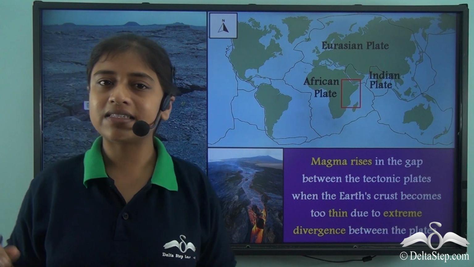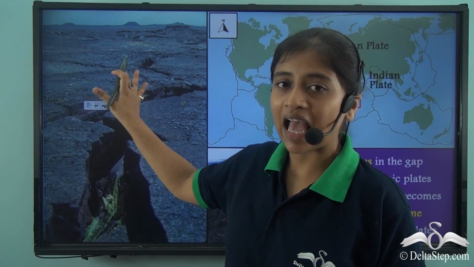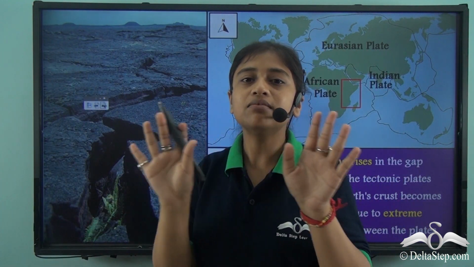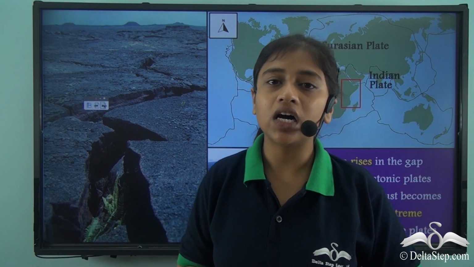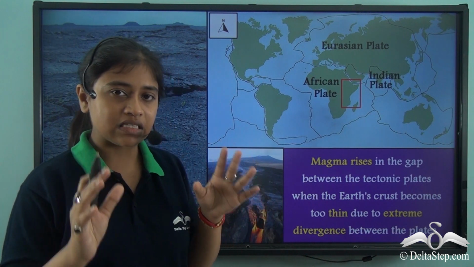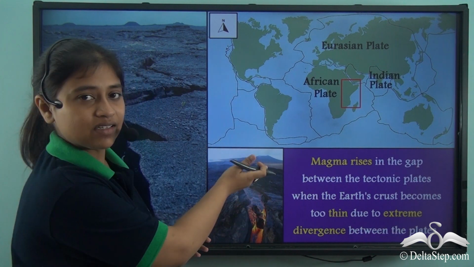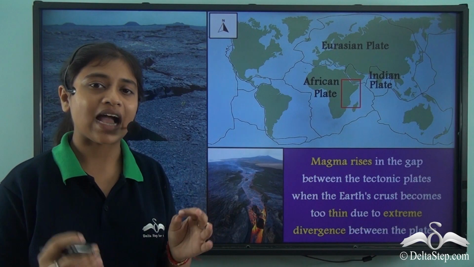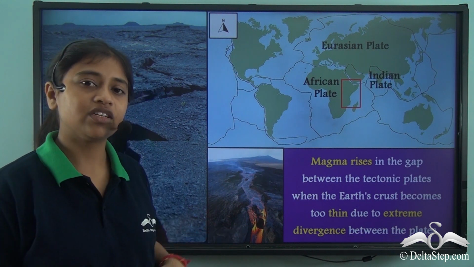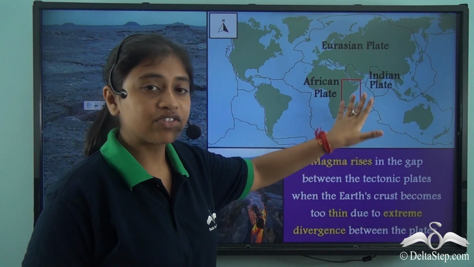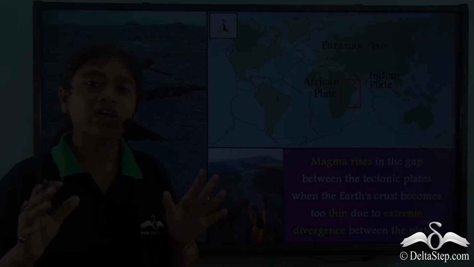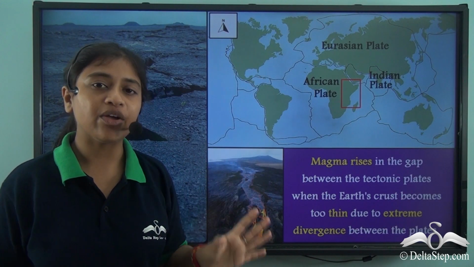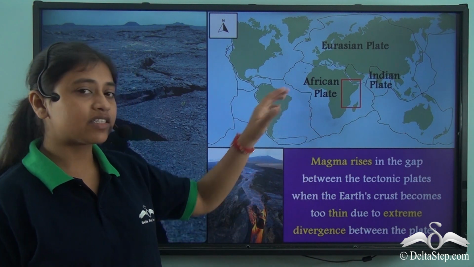So, we can see in this image that there is a gap created due to extreme divergence, and this sometimes leads to the thinning of the Earth's crust. Because of this thinning, the magma rises in the gap, and this gives a volcanic characteristic to the region here. So, the East African Rift Valley region also has some volcanic characteristics because of the extreme divergence of the tectonic plates in this region.